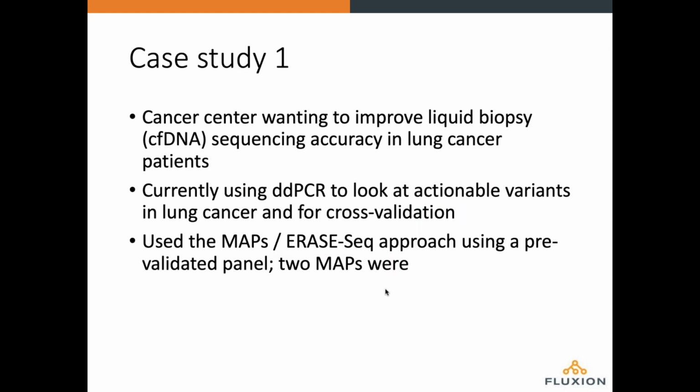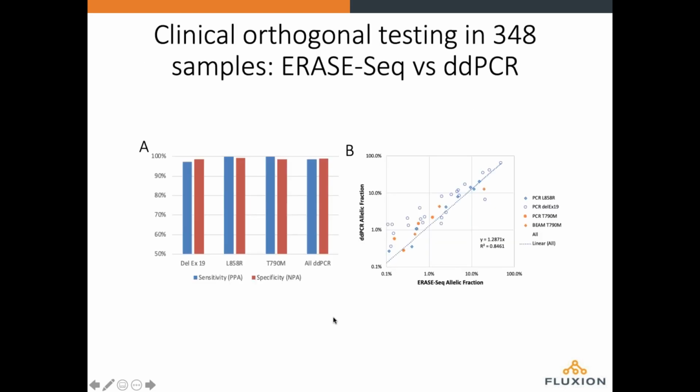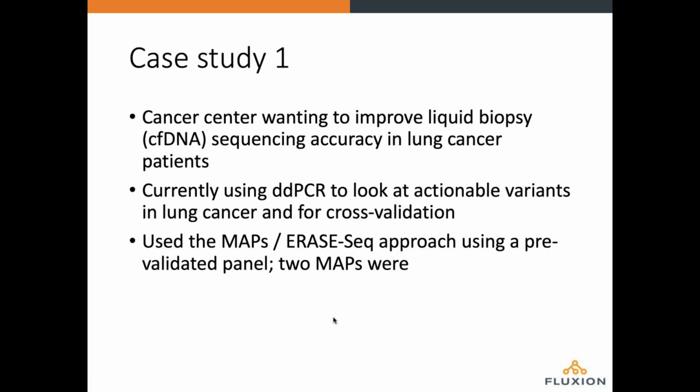So with that, I wanted to go into a couple of case studies that we've done that really show how this technology can work in the real world. Case study number 1 is actually where we got this data set. It was a cancer center that wanted to improve their sequencing accuracy in lung cancer patients, and we're using ddPCR as well to look at the few key variants that were clinically actionable.